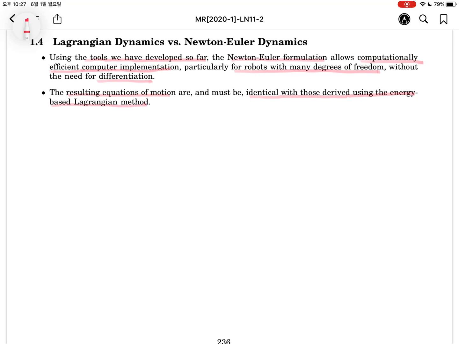Either way can be used to derive the equations of motion, such as the Lagrangian and the Newton-Euler. In all cases, the results will be the same.